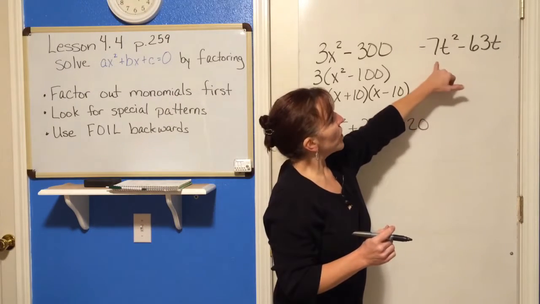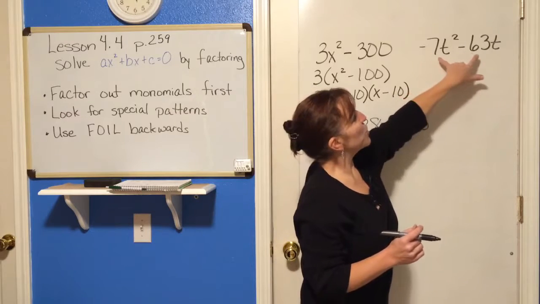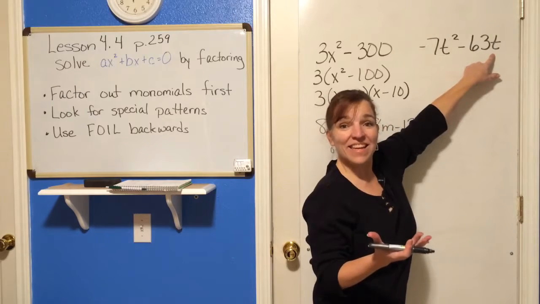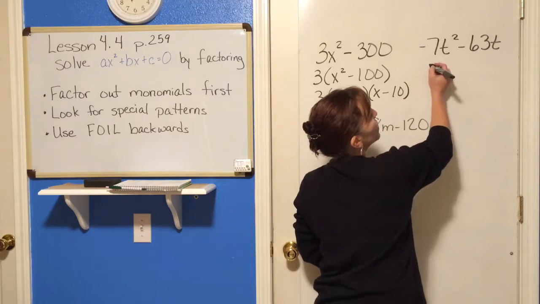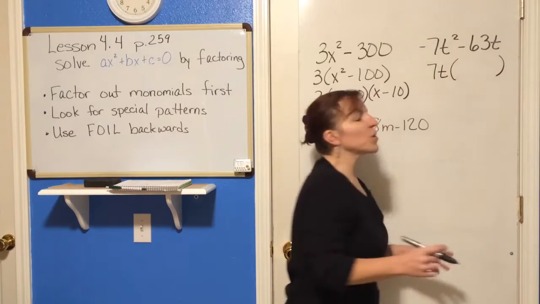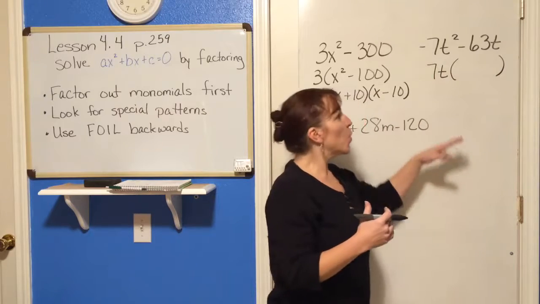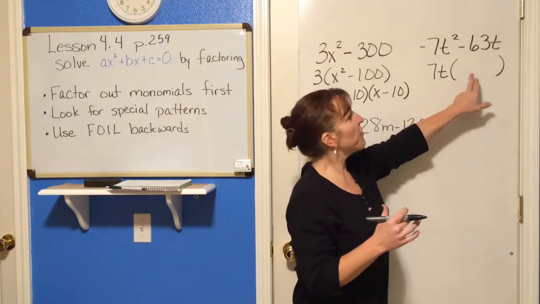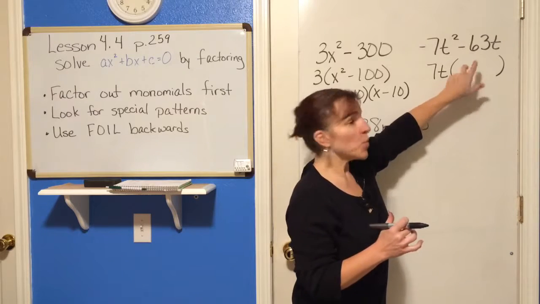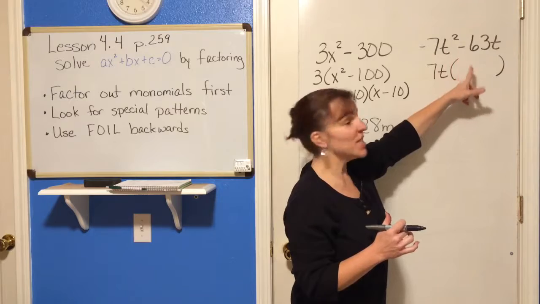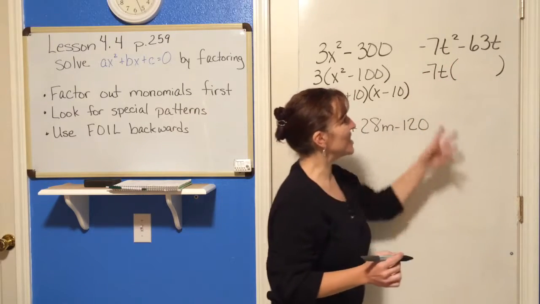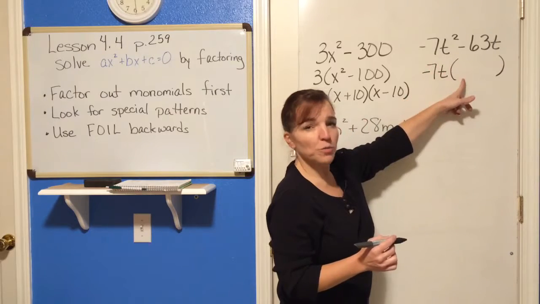In this one, you can see that there's a 7 in common between 7 and 63. A t squared and a t also has a t in common. So we're going to pull out the whole 7t. But also one more thing, when we're factoring, we just typically want the first variable in our binomial to be positive, or in a trinomial if it's the t squared. We want that to be positive. So we're going to pull a negative 7t out so that our first term is positive.